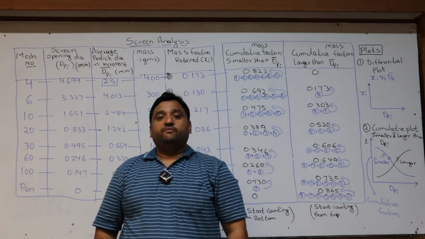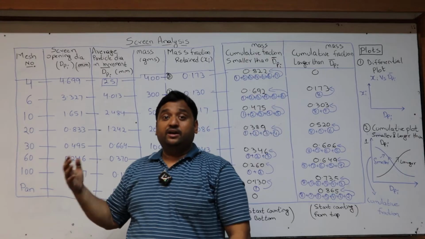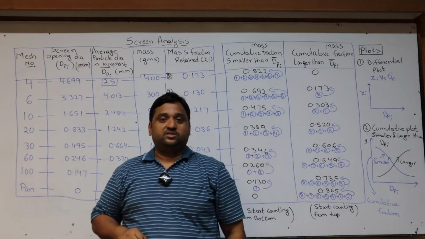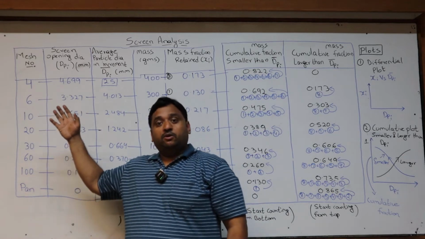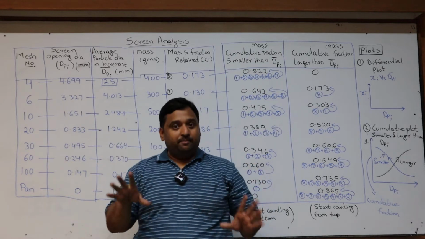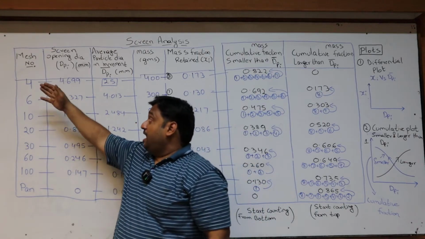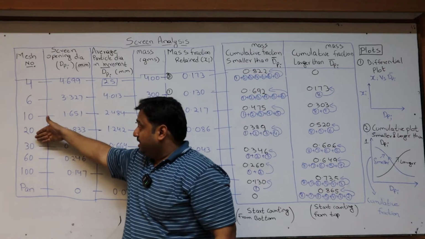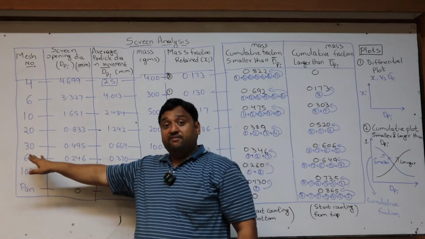With the screens which we have, based on that, we have measured different diameters of the particles. For example, whatever I have been writing on the board, I have formulated a table. The table starts with the mesh number, right? I have mesh numbers 4, 6, 10, 20, 30, 60, 100, and pan. The diameters are defined for these meshes.